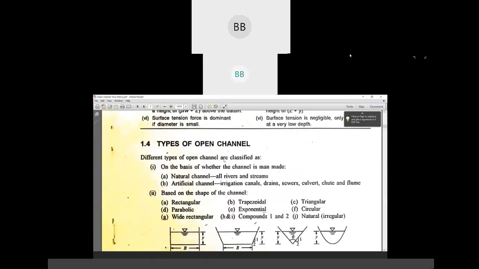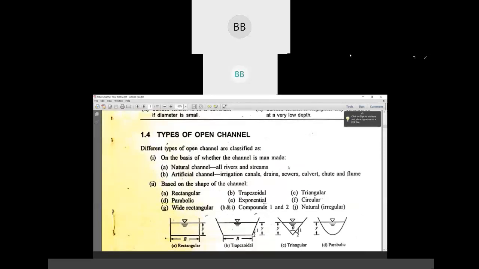Next topic is types of open channel. You people have already studied types of open channel flow, so that also we are going to discuss in the next topic. But here this is open channel. Don't confuse: one is open channel and one is open channel flow. Open channel is the channel where the topmost portion is exposed to atmosphere. And the flow flowing through the open channel is called open channel flow.